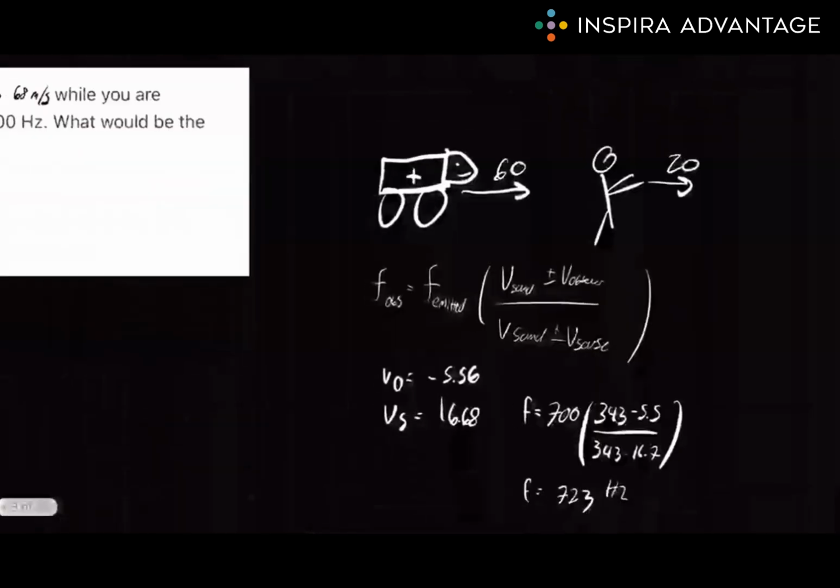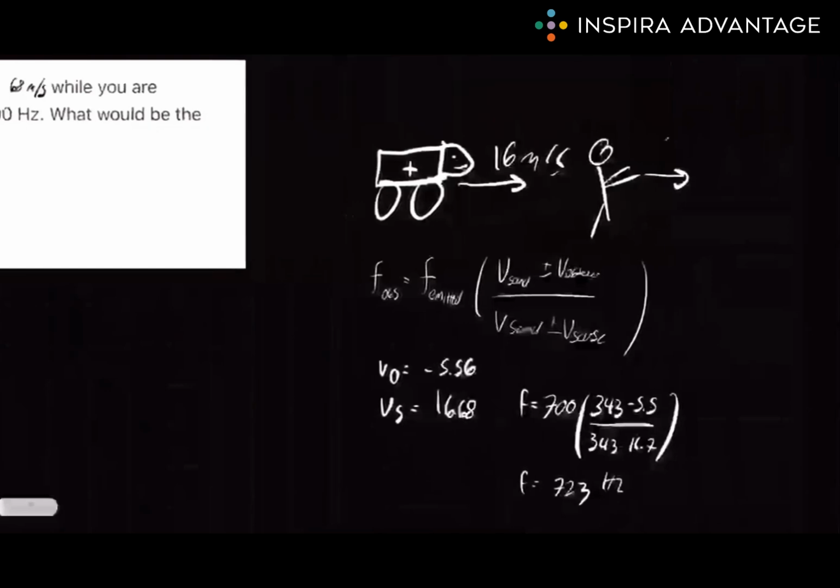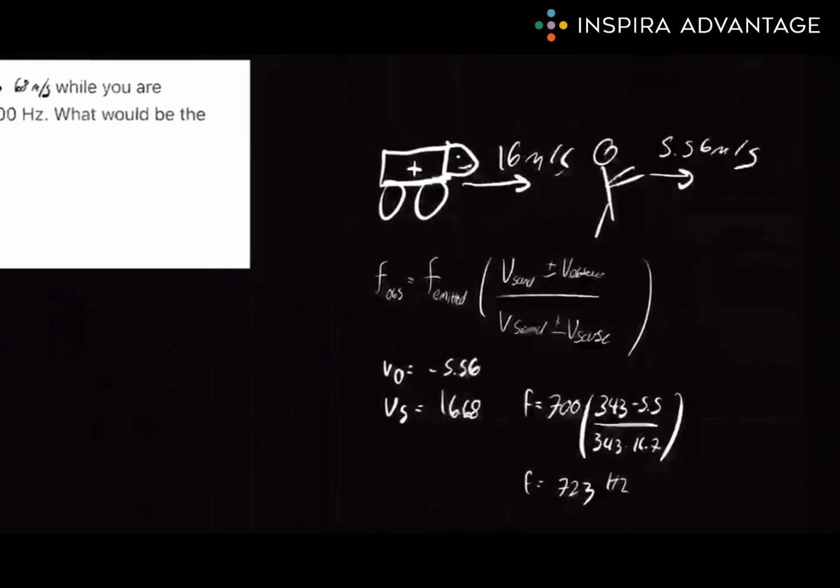All right, let's start with drawing a quick diagram. So here is the ambulance traveling at 60 miles per hour, or 16 meters per second, and the person moving away at, let's say, 5 or 6 meters per second. So we'll use our Doppler effect frequency equation, and we know v naught is going to be negative 5.56 because the person is moving away from the sound, and the source velocity is 16 meters per second. That's on the ambulance, because that's where the sound is coming from. So that's the number we're going to use there.